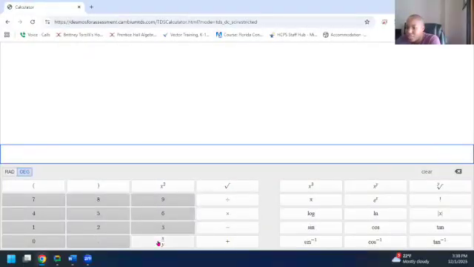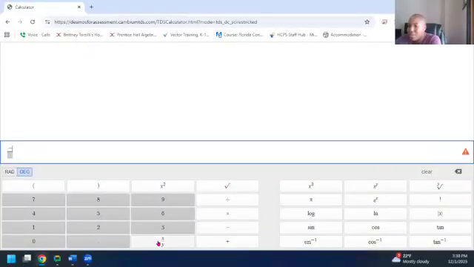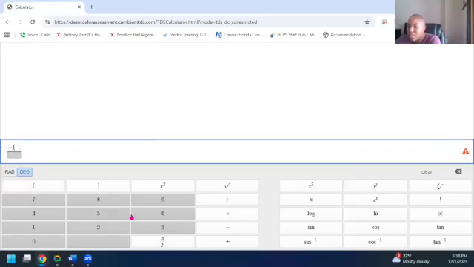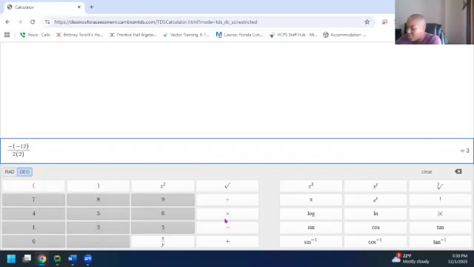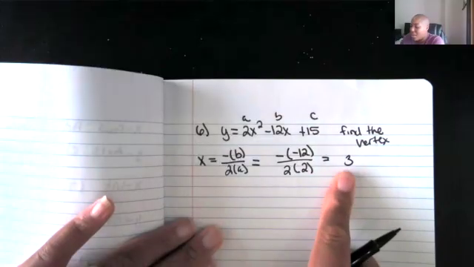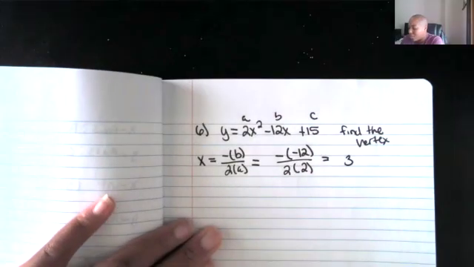So we need a fraction. On top, we have negative parenthesis, our b is negative 12, close the parenthesis. On the bottom, we have 2 parentheses 2. So that is 3. Go back to our paper. So the x value of this problem is 3.